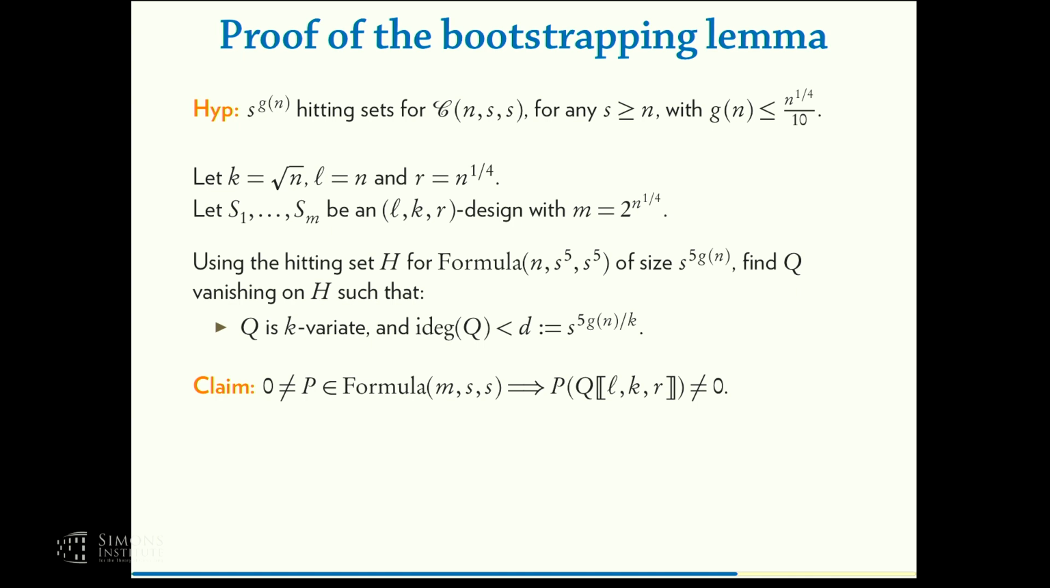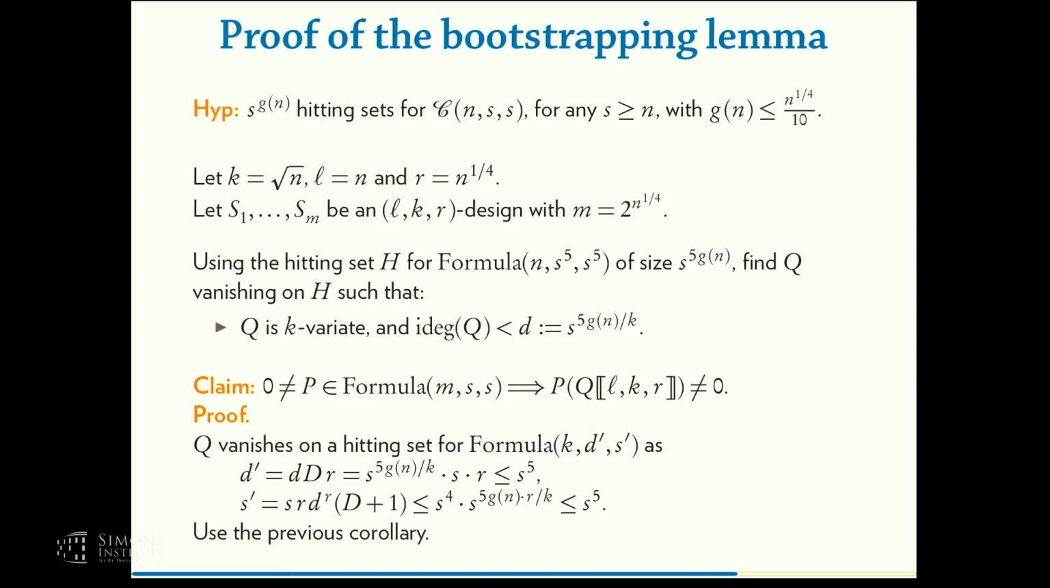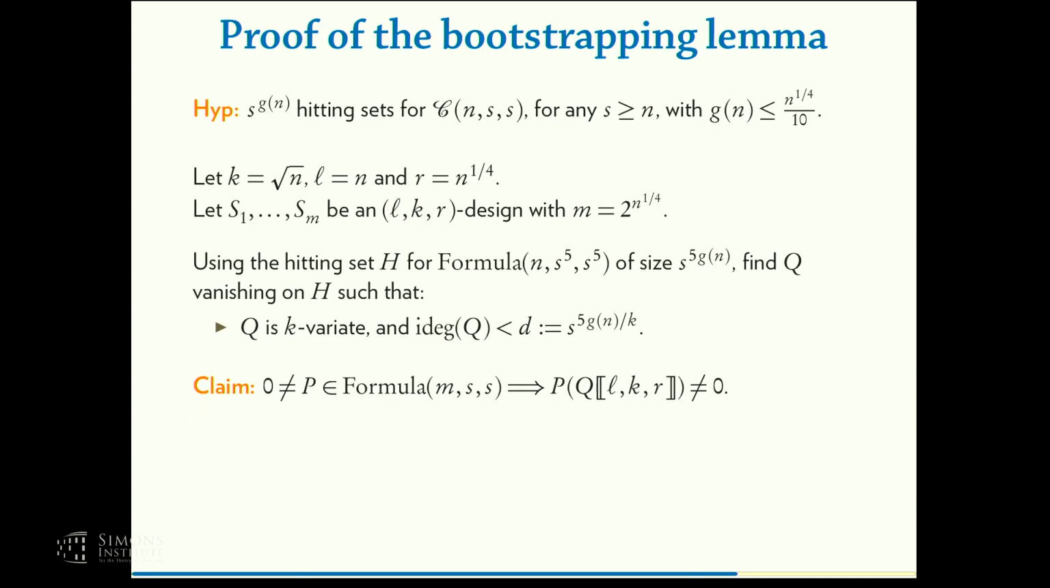And you use the hardness claim to say that this preserves non-zeroness. Now why is that? Notice that we need q to vanish on a hitting set of size d prime s prime for this claim to work. And fortunately, our choice of s power 5 was enough to account for these things, and then Bob's your uncle, you're fine. So we know that the non-zeroness of the polynomial is preserved.